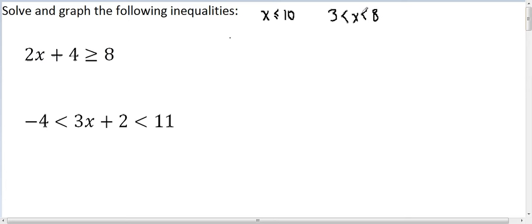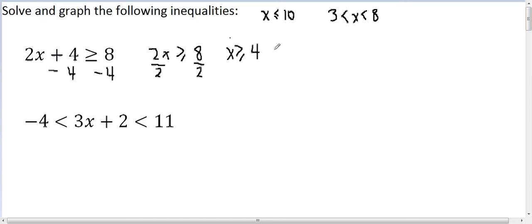Solve and graph the following inequalities. First, we have 2x plus 4 is greater than or equal to 8. To solve this inequality for x, let's first subtract 4 from both sides. This gives us 2x is greater than or equal to 4. Next, we can divide both sides by 2. The direction doesn't change since we're dividing by a positive number, and we end up with x is greater than or equal to 2.